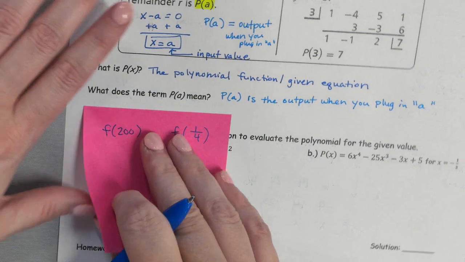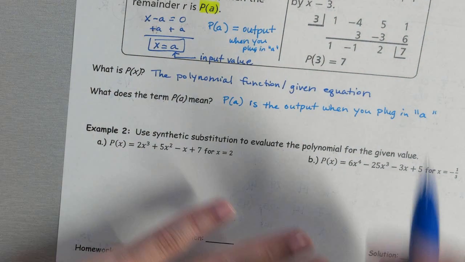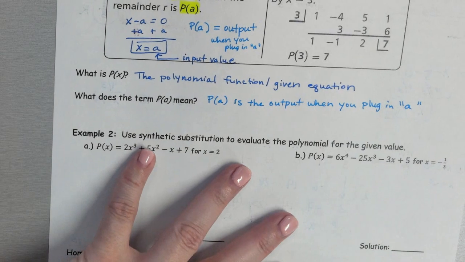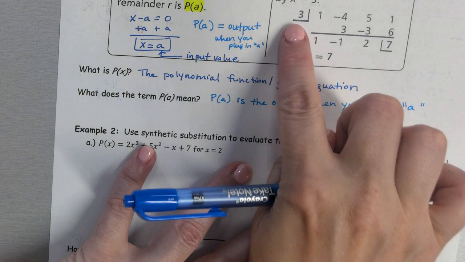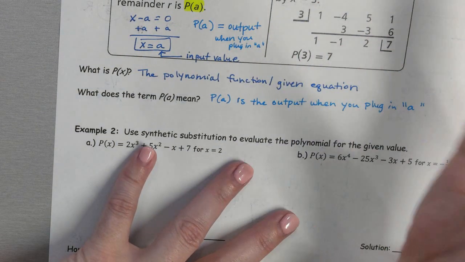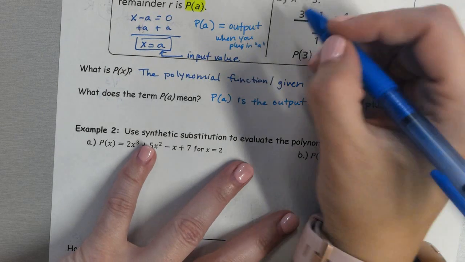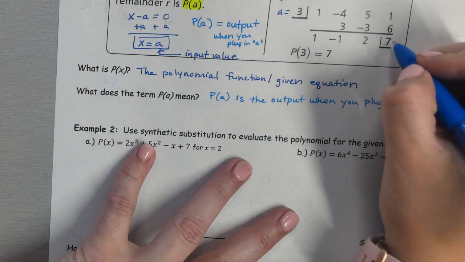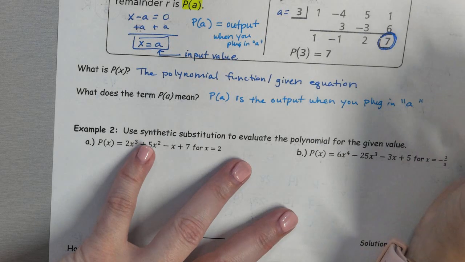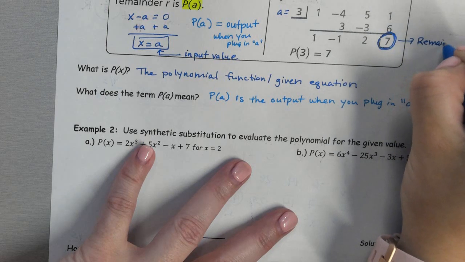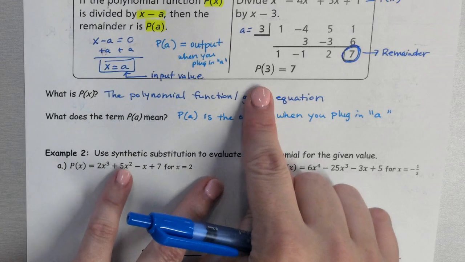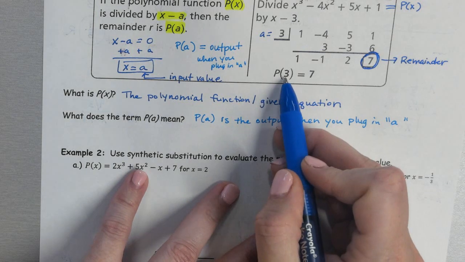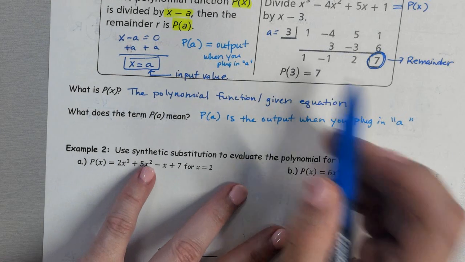Okay, so P of A is the output when you plug in A. It's also something else. Let's use this example. So you're dividing this value, this would be your P of x, by x minus 3. In this case your 3, that would be your A value, or your x value, both of them. When you do synthetic division, this number 7 here, that's your remainder. We'll look and see how that is interpreted in the answer. So this is P of 3 equals 7. So that's our A value, and that's going to equal your remainder.